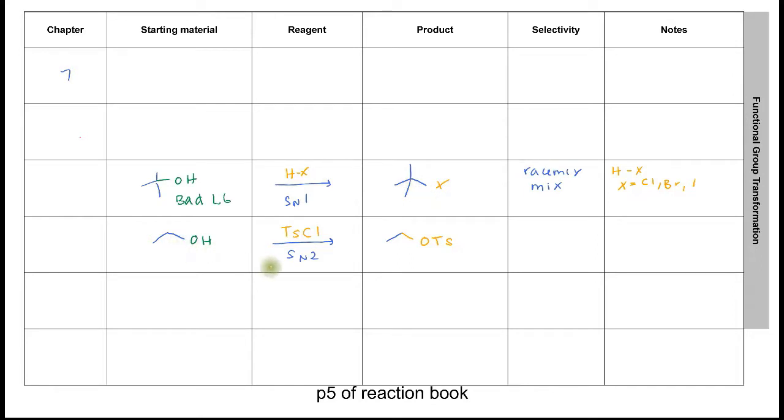If you want to do an SN2 reaction with an OH group, we can make it into a better leaving group and use tosyl chloride, which will put an OTs group on there. And we know that is a good leaving group, so that will allow you to do the SN2 reaction with the OTs.